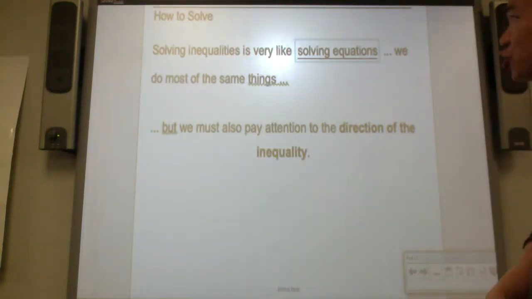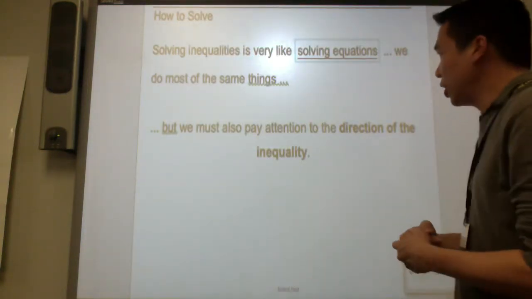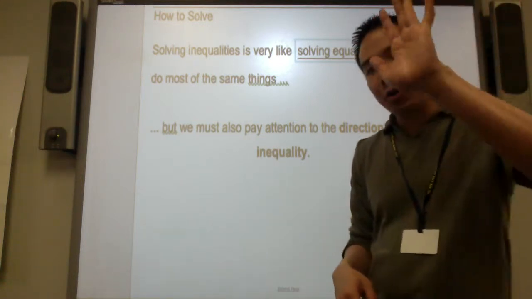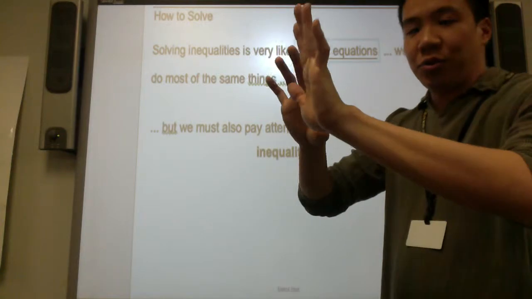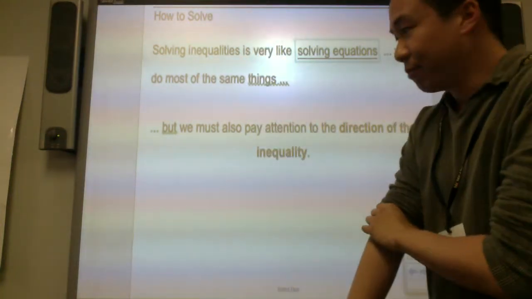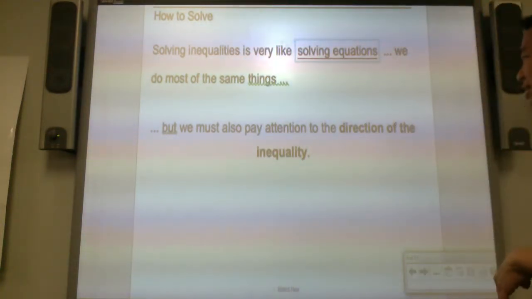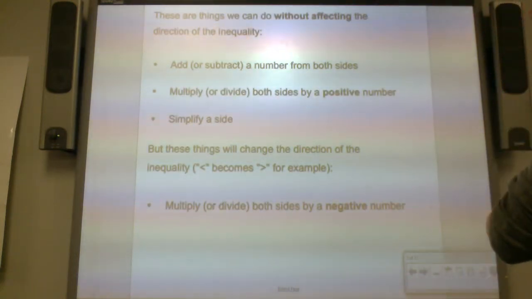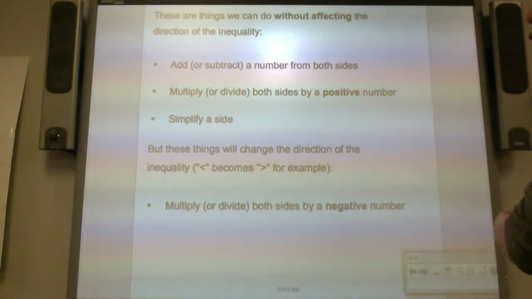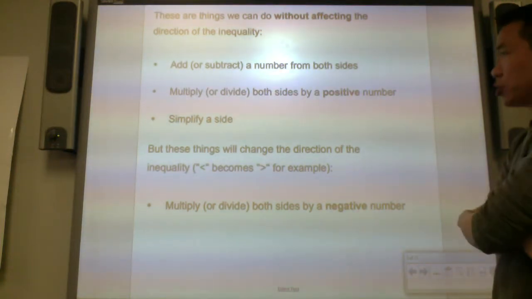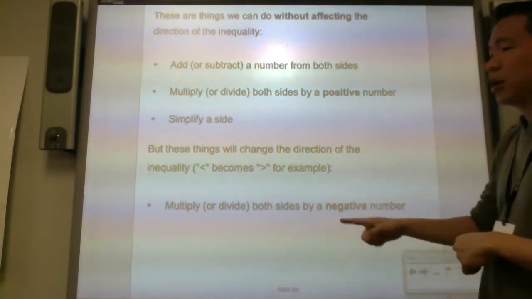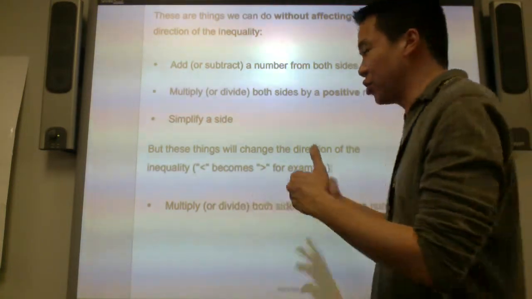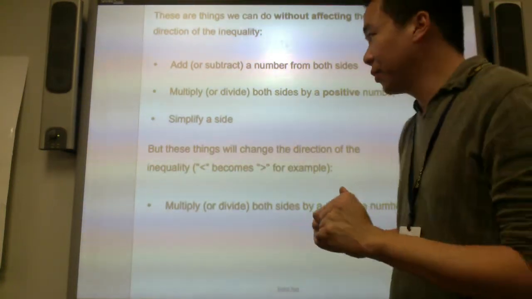So again, how do you solve an inequality? It's like solving an equation. You have to have the variable on the left side, and the numbers on the right side. But we must also pay attention to the direction of the inequality. There are things we can do without affecting the direction of the inequality. When you add or subtract, or multiply or divide by a positive number, the inequality stays the same. If it's facing to the left or facing the right, you leave it alone.